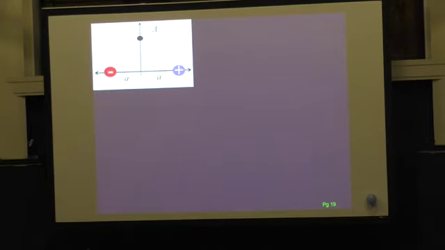Now here's the thing that the book does: it goes a little bit more in depth. It doesn't just want you to find the direction, it actually wants you to find the magnitude. So let's go through and find the magnitude.